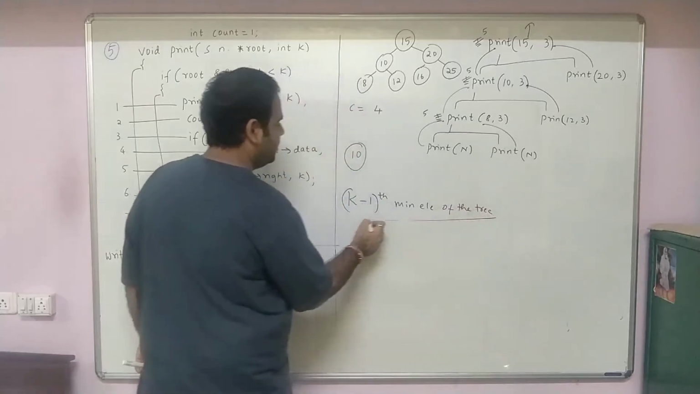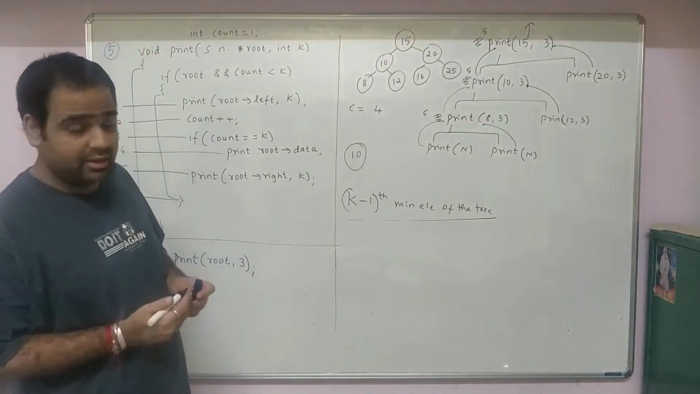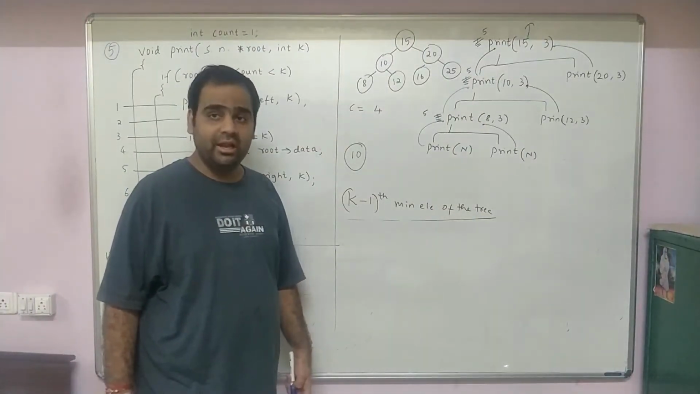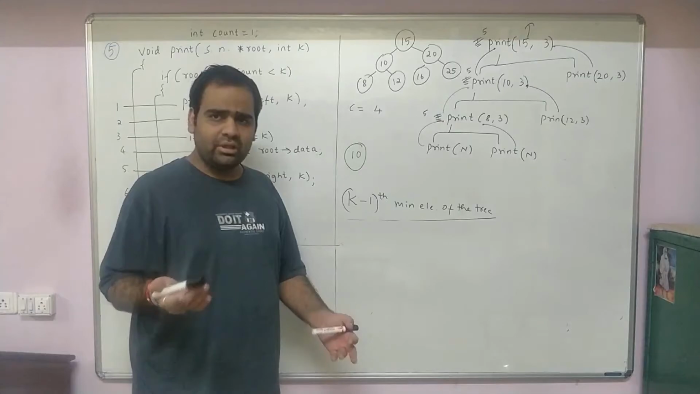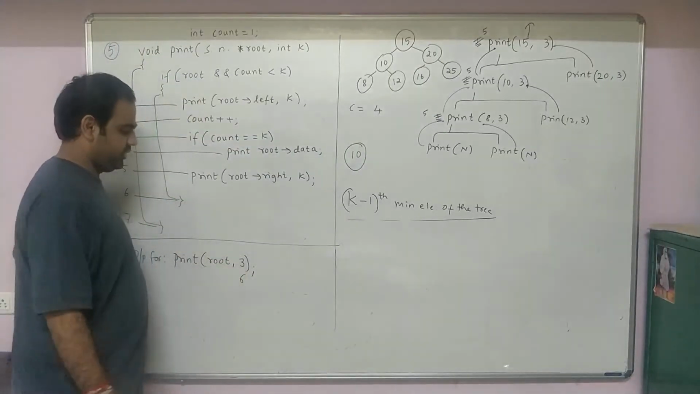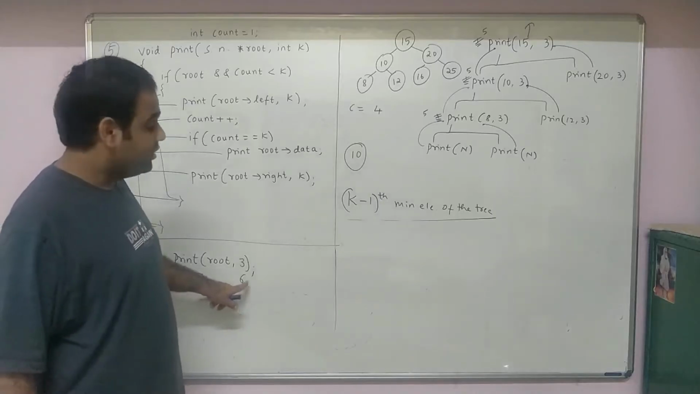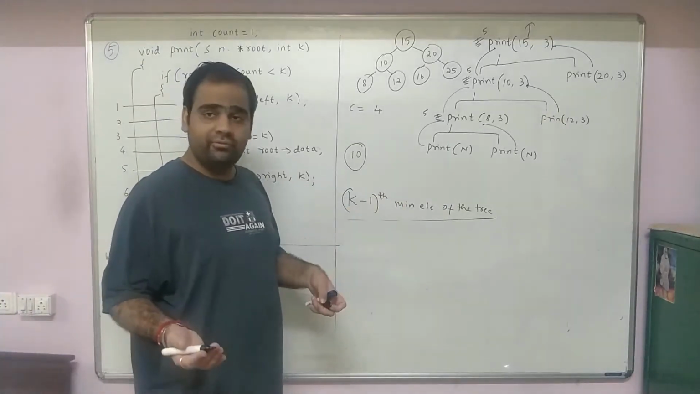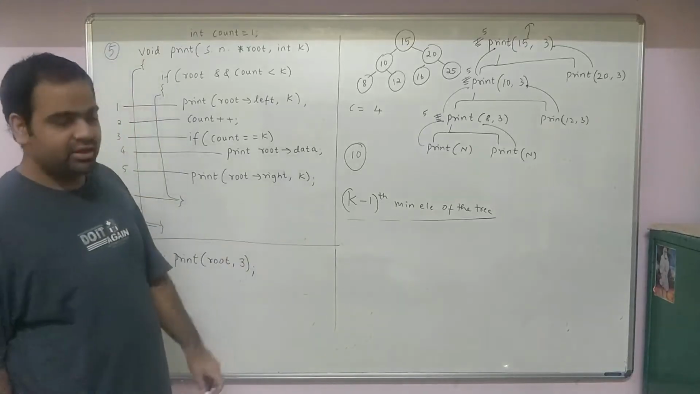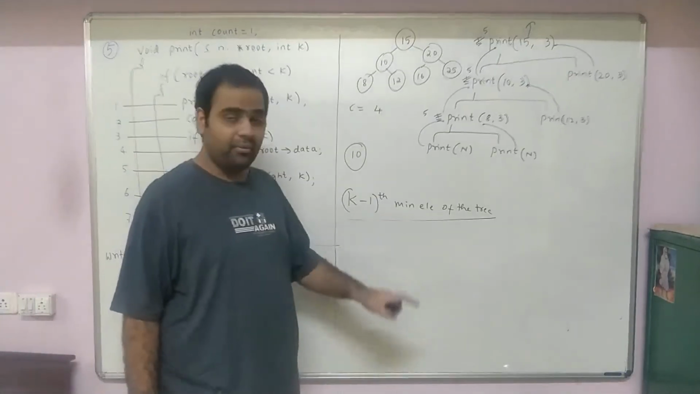It might be a binary search tree or it might be a binary tree. It will print the k minus 1th minimum of this binary tree. Suppose you need the 5th minimum. What do you write over here? You just have to pass 6. 6 minus 1 is 5. It will give the fifth minimum of the binary tree. Is that okay? This code will find the k minus 1 minimum of the binary tree.